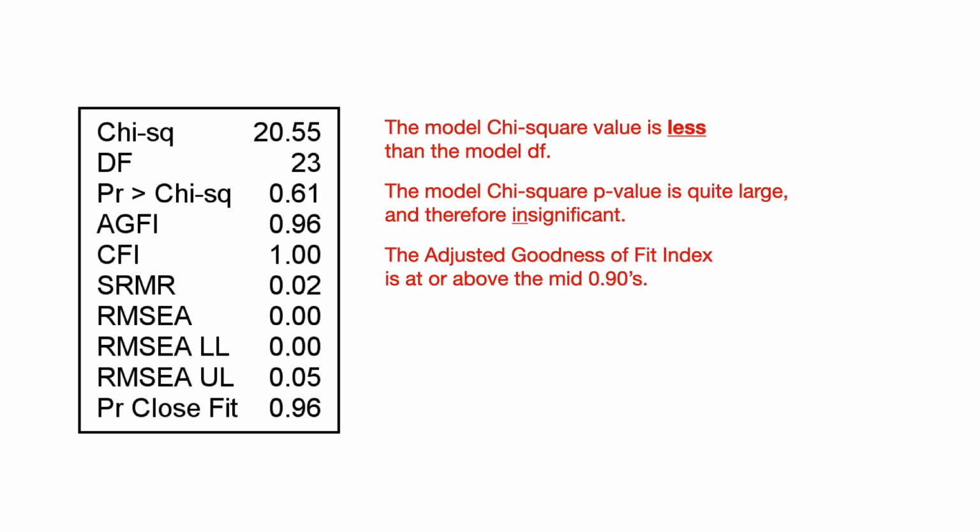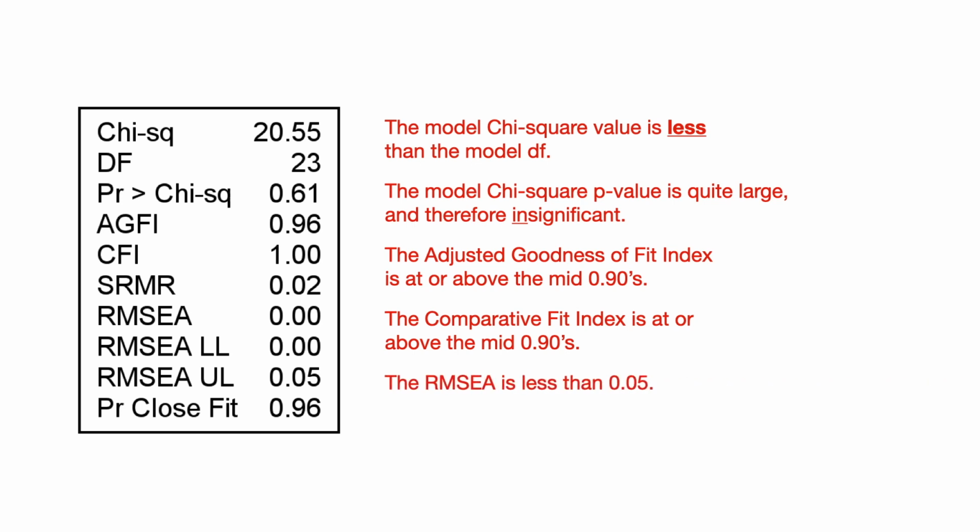The adjusted goodness of fit index, which is 0.96, is at or above the midpoint nines. The comparative fit index, which to 2 decimal places is 1.00, is at or above the midpoint nines. And finally, the root mean squared error of approximation, which rounded to 2 decimal places is 0.00, is less than 0.05. And so therefore, the model appears to fit the data very well.